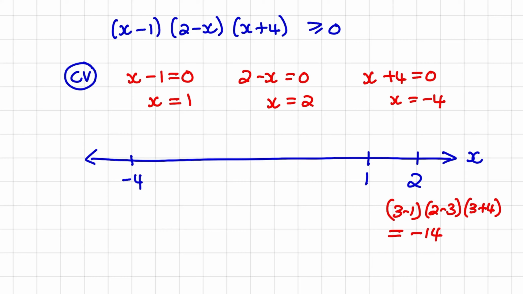So what I learned from that is when x is equal to 3, meaning a number after 2, then the expression would be negative because it produced a negative 14. Then it will follow a pattern of negative, positive, negative, positive.